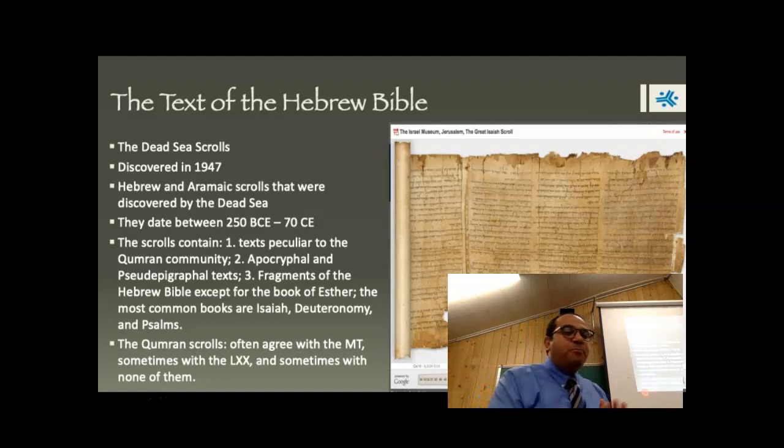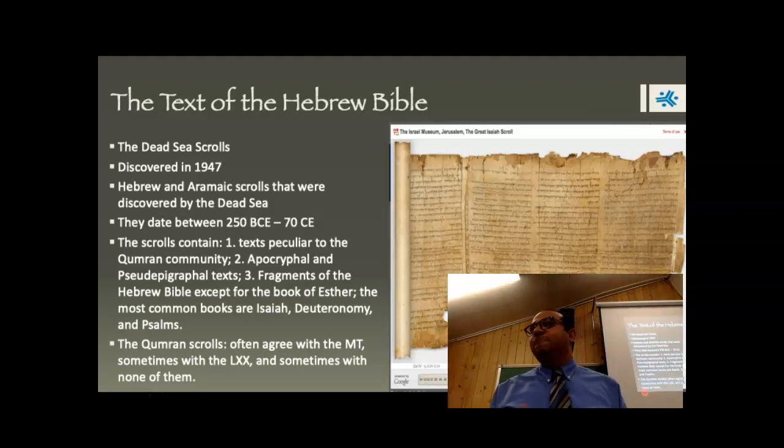And the most common books that are found among the Dead Sea Scrolls are from the books Isaiah, Deuteronomy, and Psalms, which means that these books were likely held in some sort of an important place for them.